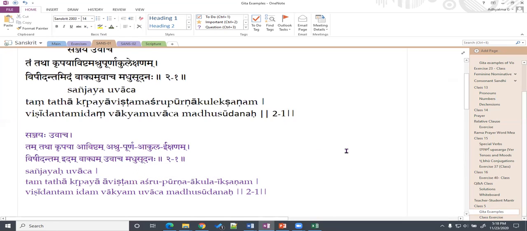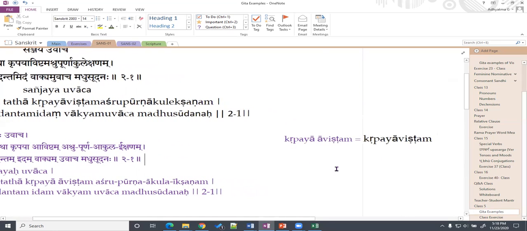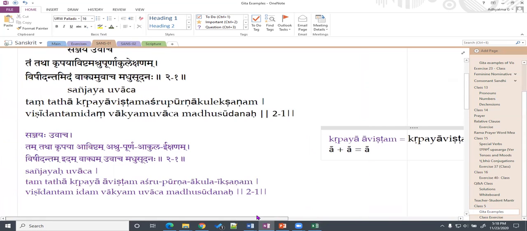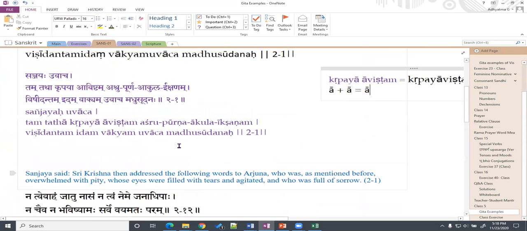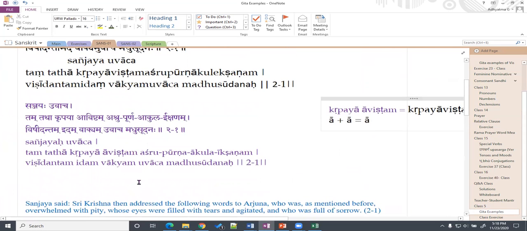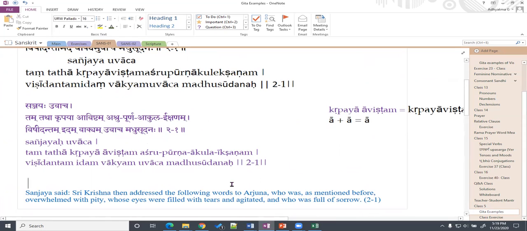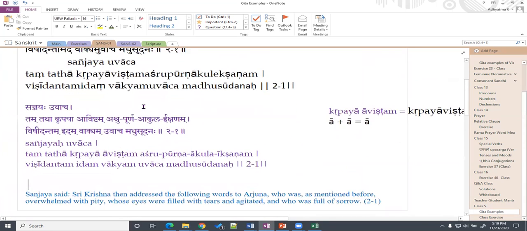This is the example of akara plus akara is akara. Two similar vowels coming together become always the long vowel. This example is from the Gita. As you can see, I have given the chapter and verse number. The Gita files are also available in the repository, where you can see the verse and the translations.